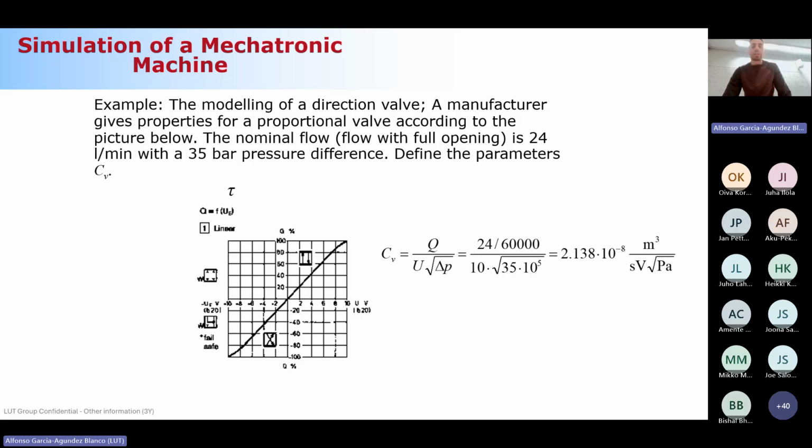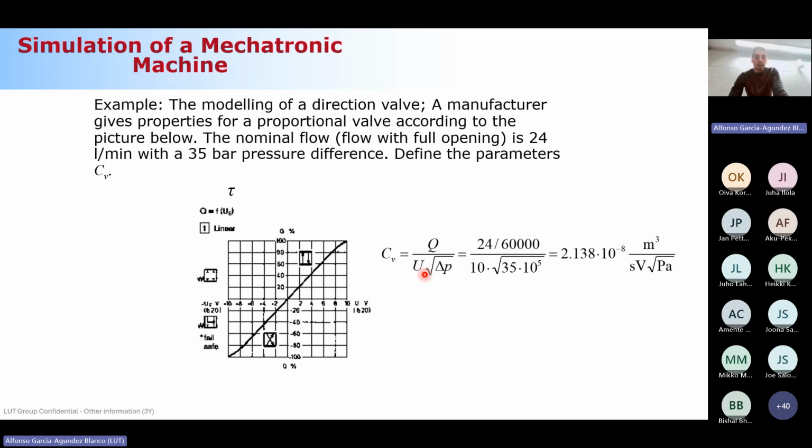So what is the volumetric flow rate in the nominal flow? I'm going to isolate CV in the expression, and you have here the volumetric flow rate. What is the volumetric flow rate with the valve fully open? 24 liters per minute. So I convert it, remember, this 60,000 comes from the conversion, to cubic meters per second. So this is the volumetric flow rate in cubic meters per second.